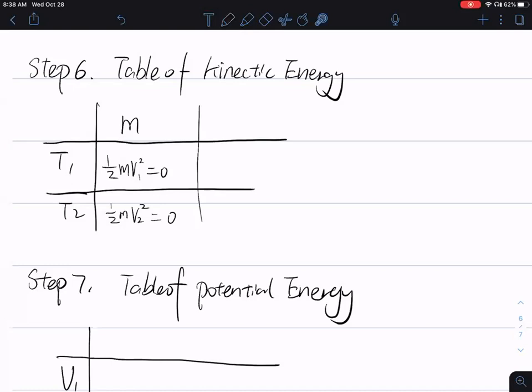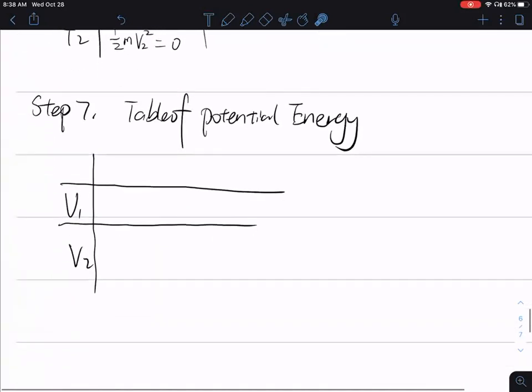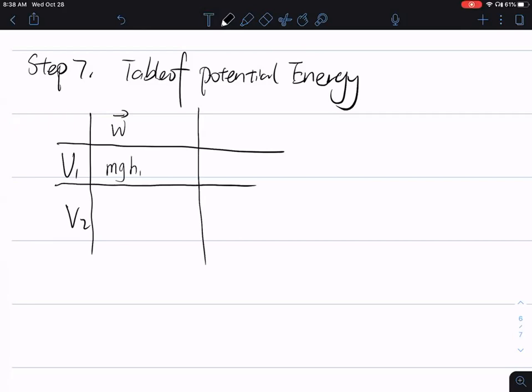Okay. Are we done with this table? Do we have multiple masses in the system? No. So we're good. We're done with this table. Let's move on to step 7. Build a table for potential energy. We have two different types of potential energy. Potential energy can come from gravity. In that case, what is potential energy from gravity? The equation is just mg times h, right? That's a potential energy.